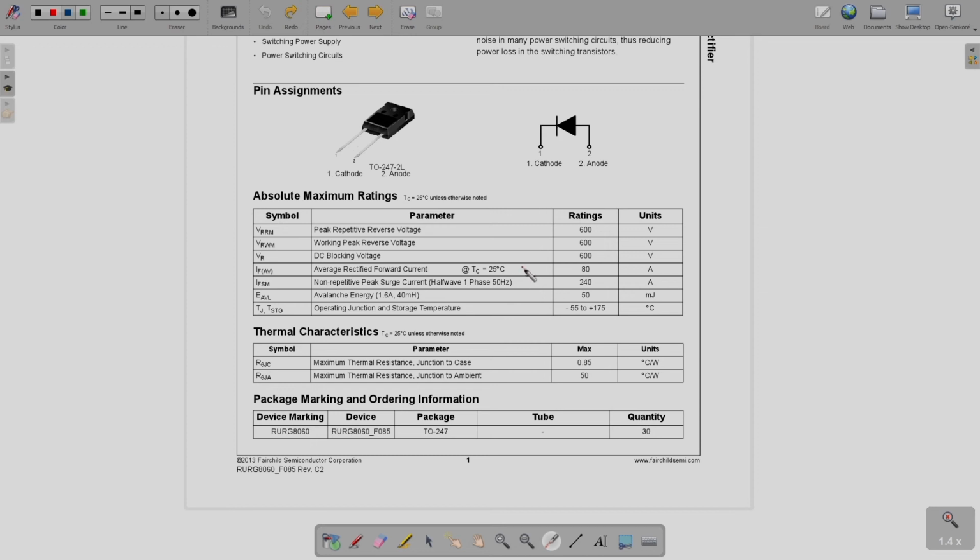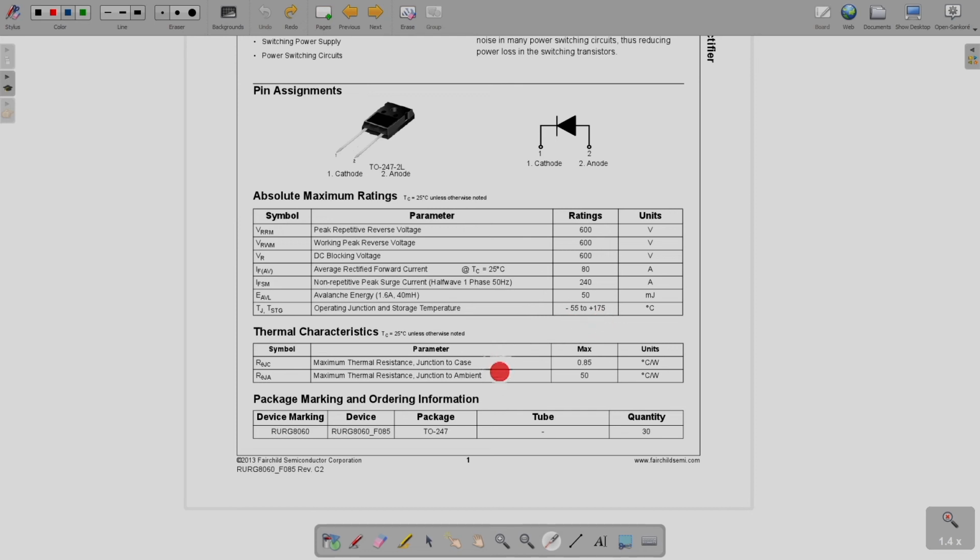Then your average rectified forward current is given as 80 amperes for this device, and that is for a case temperature of 25 degrees C. This is very important, because if your case temperature increases, this current rating will come down. Then the non-repetitive peak surge current for a 50 hertz half sine wave is given as 240 amperes. Then avalanche energy, the storage temperature and the junction temperature range are also provided.